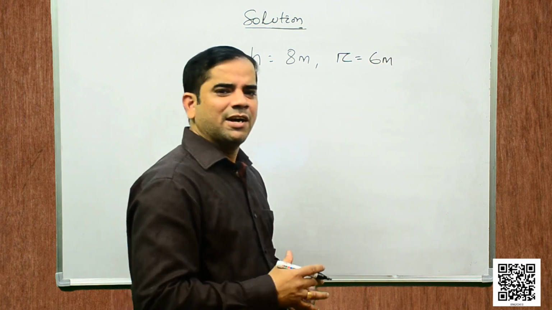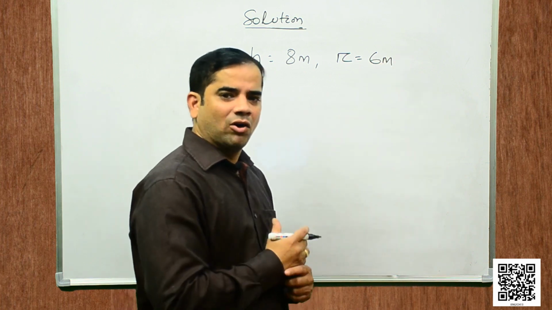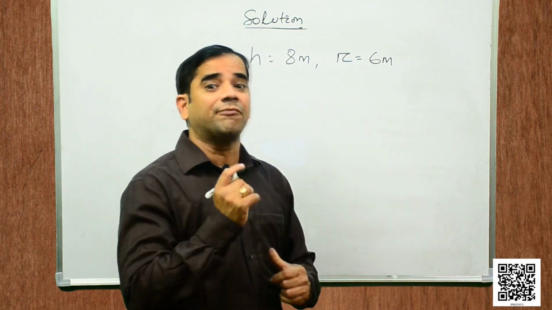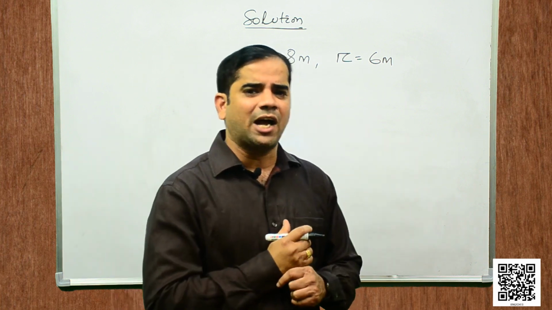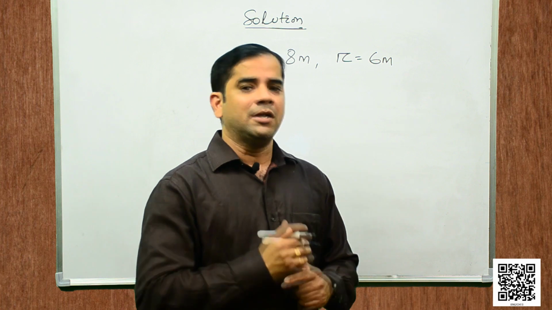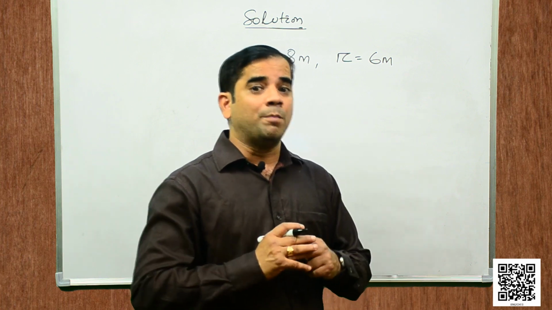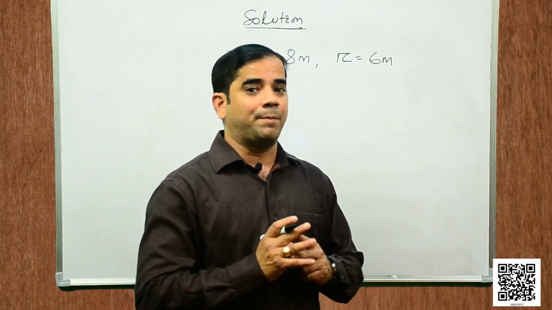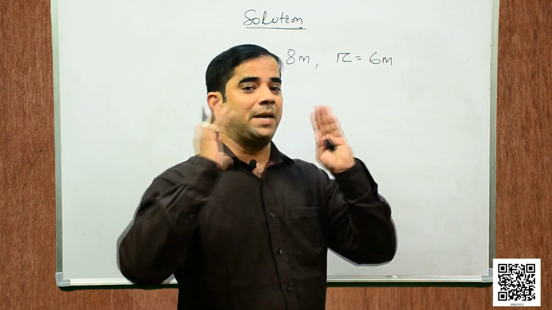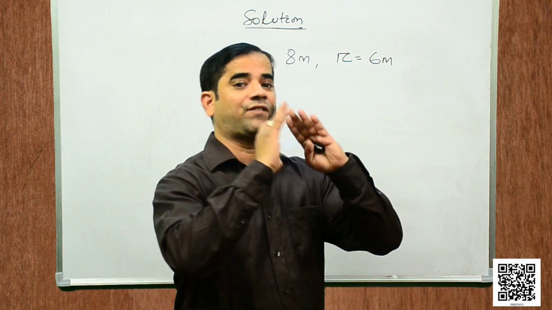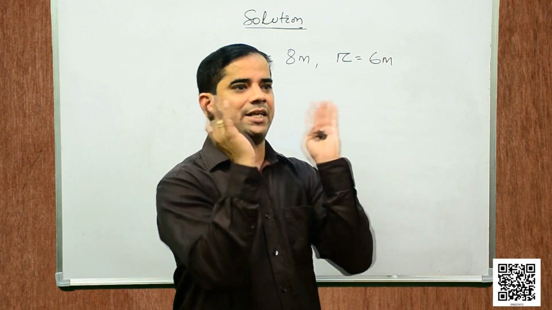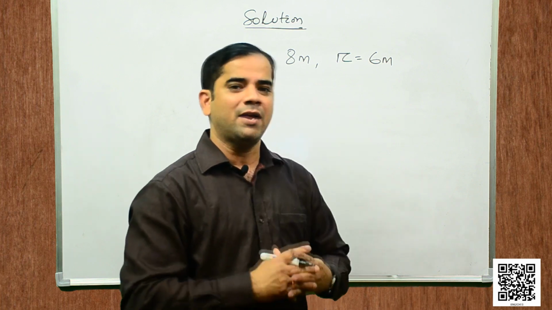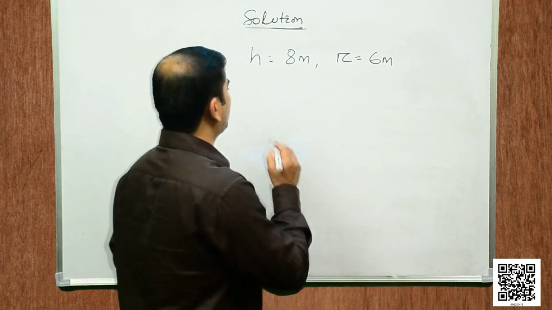So, let us first find out the slant height because we need to find out the curved surface area. Why curved surface area and why not total surface area? Because we are going to make a tent from tarpaulin. So, the tarpaulin is going to cover the curved surface area. That means the curved surface area of the cone is to be found out. So, let us find out L.